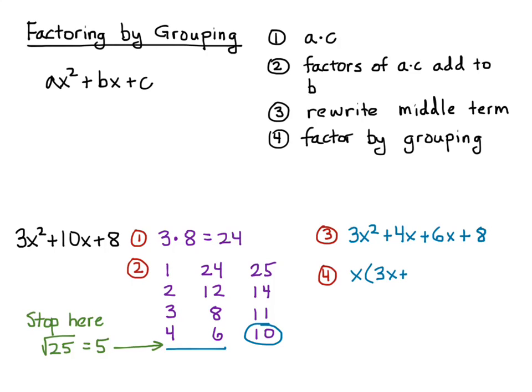And so now we factor by grouping. In the first pair we can factor out an x, and in the second pair we factor out a 2, and then we have that 3x plus 4 group that factors out, and we end up with our factored trinomial.